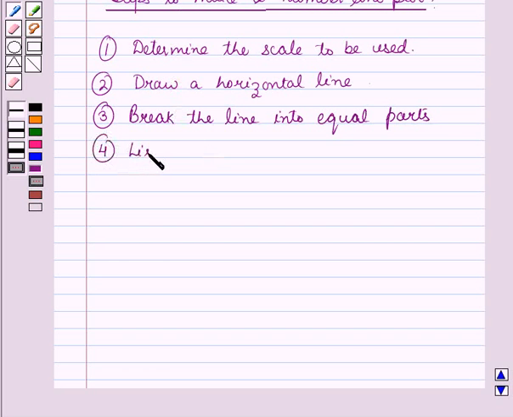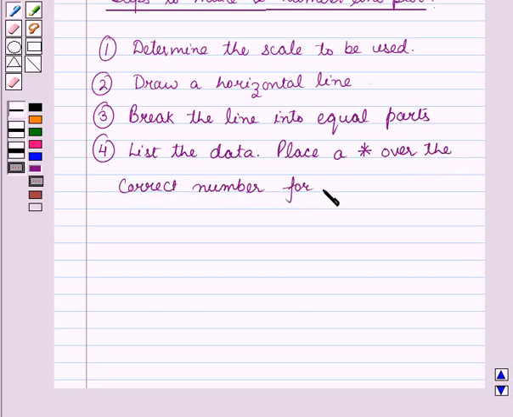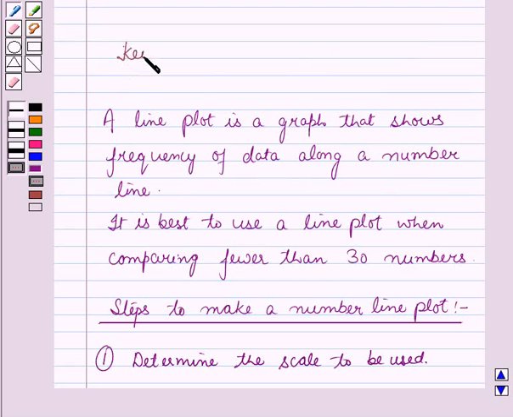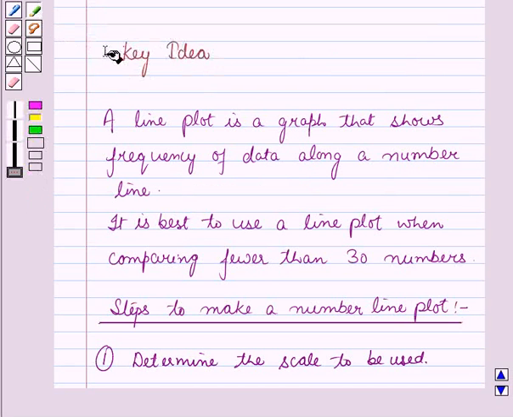In the next step, list the data and place a star over the correct number for each observation, and if a number is repeated, then place the star over the other. Now this result will work out as a key idea for solving the given question. And now we will start with the solution.